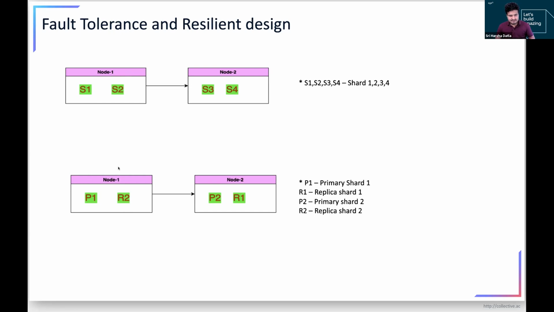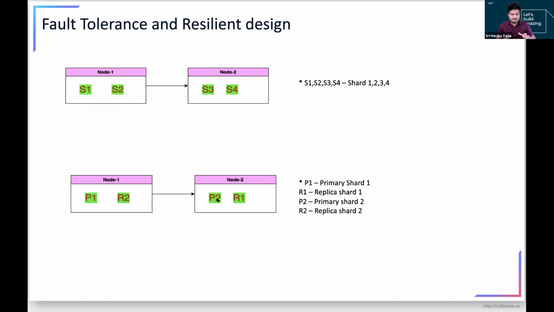But in the second example, if node 1 goes down, you didn't lose your data, because the copy of your data which is there in P1 is actually maintained in R1. Whatever data is in the primary one is maintained in R1. Similarly, let's say you're worried about R2 here because node 1 is down. Whatever data is in R2, you don't have to worry about it, because the data you have in R2 is actually the copy of what we have in P2, which is primary shard 2.